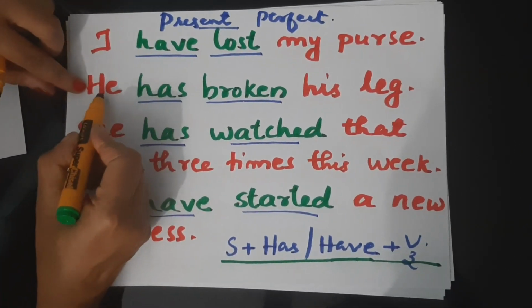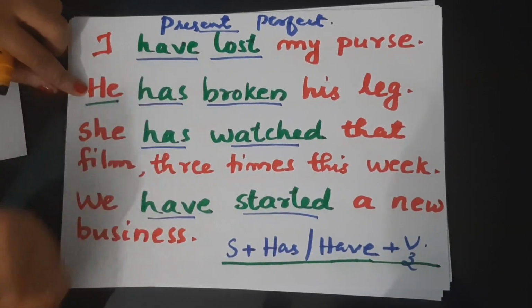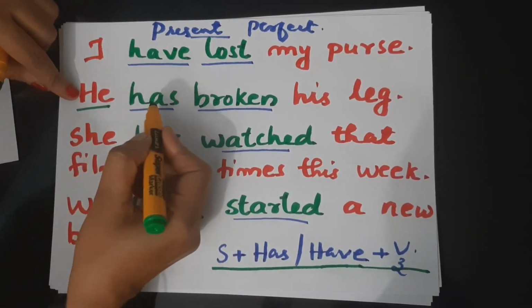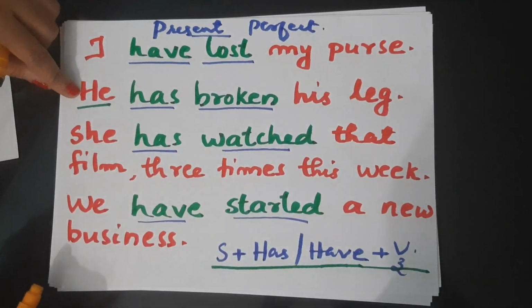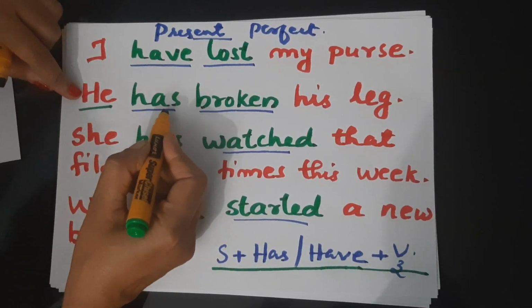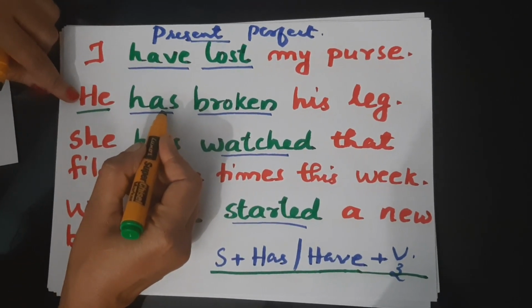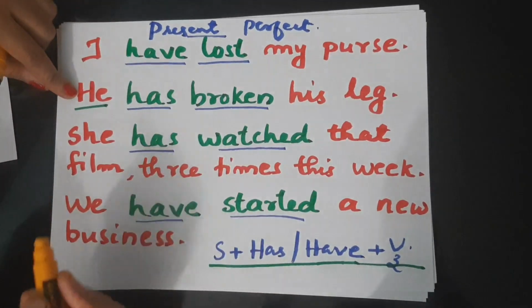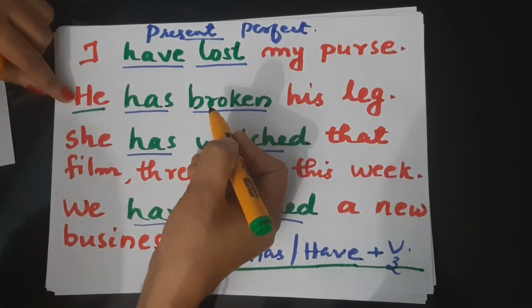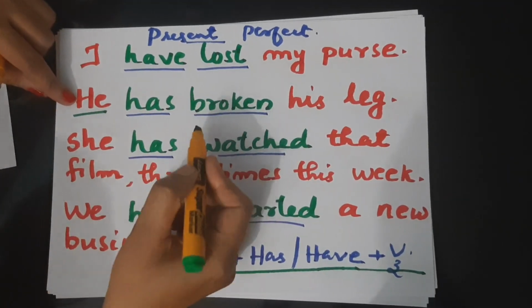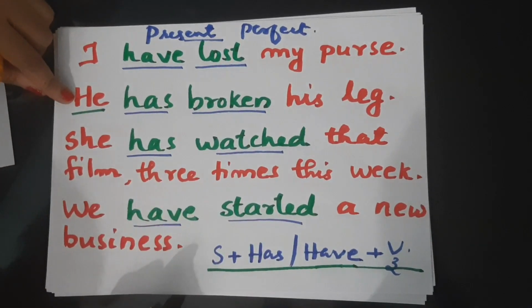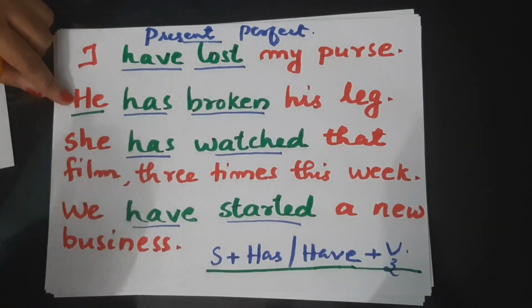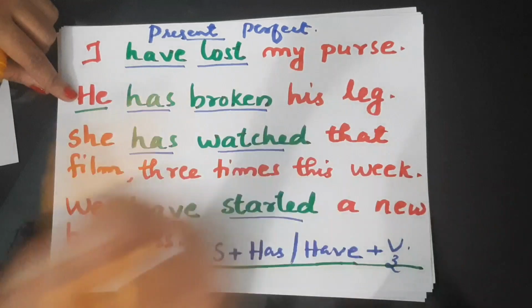See, he is singular. So that's why you used the singular verb has. He has broken his leg. Okay, he is singular, that's why we use the verb also in its singular form, that is has. He has broken his leg means he has broken his leg recently. Okay, it is a just completed action. Okay, you can say it's a just completed action or the action has happened recently. He has broken his leg.